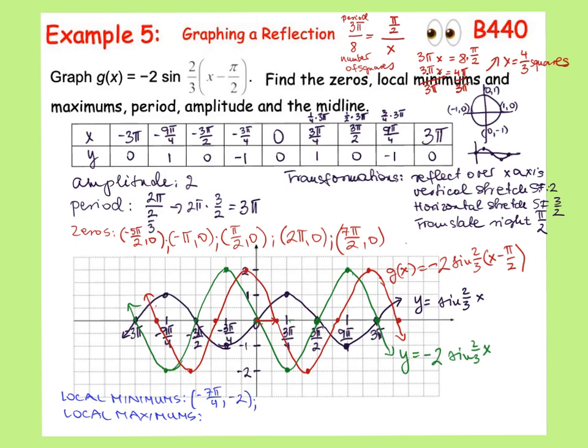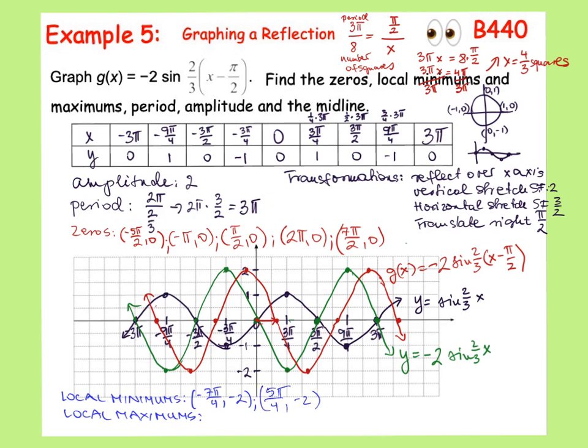The next local minimum is here. So it's 3 pi over 4 plus pi over 2, which is 2 pi over 4. So it's going to be 5 pi over 4. So 5 pi over 4 and -2.